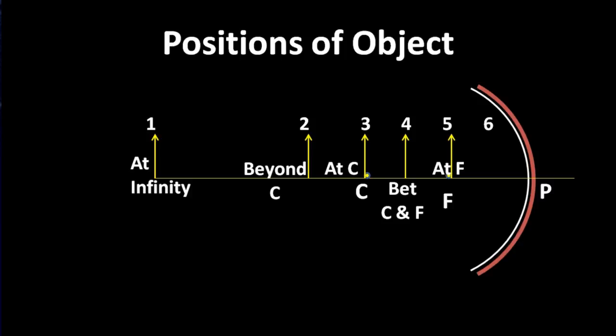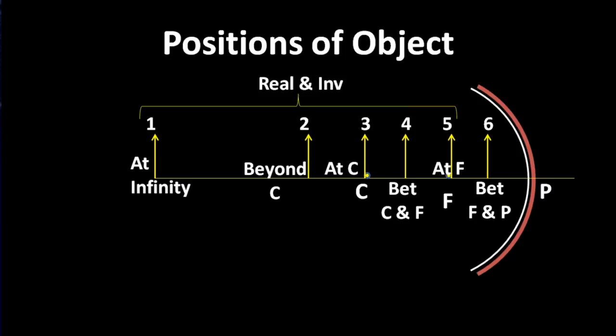The sixth and the last position is when the object is kept between the focus and the pole of the mirror. In all these six positions, the image formed in the first five positions is real and inverted. But for the sixth position, the image formed is virtual and upright.